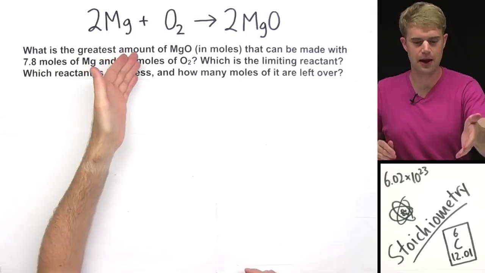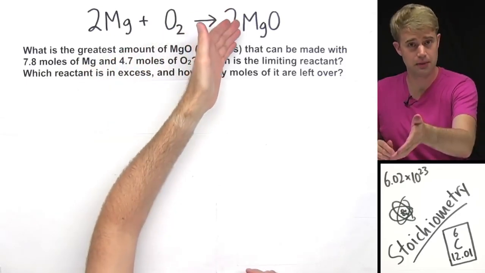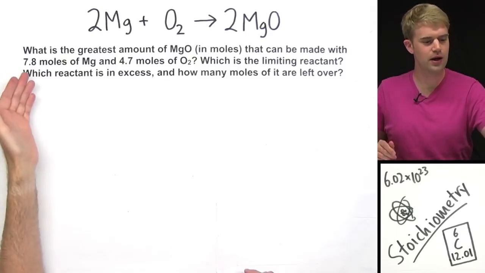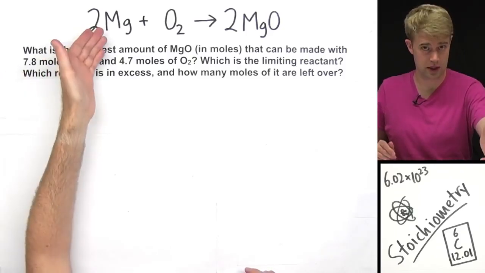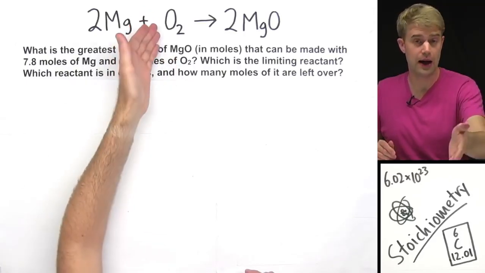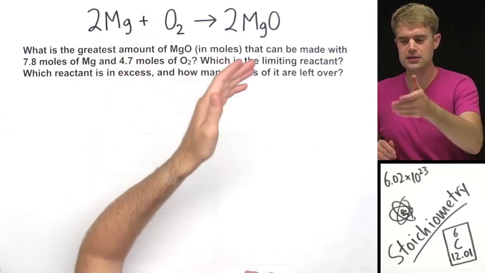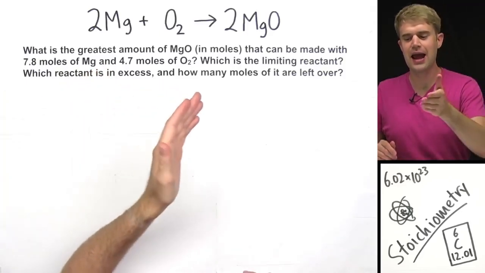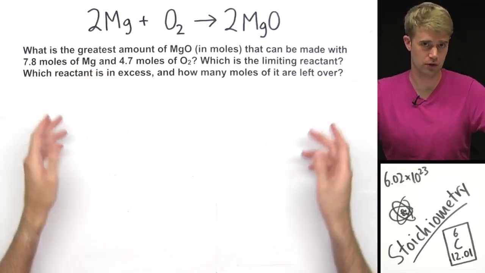What is the greatest amount of MgO, magnesium oxide, in moles that can be made with 7.8 moles of Mg, magnesium, and 4.7 moles of O2, oxygen? Which is the limiting reactant, which reactant is in excess, and how many moles of it are left over?